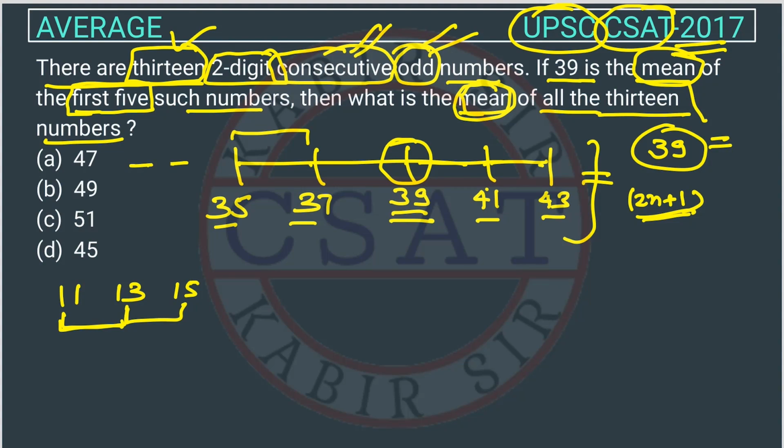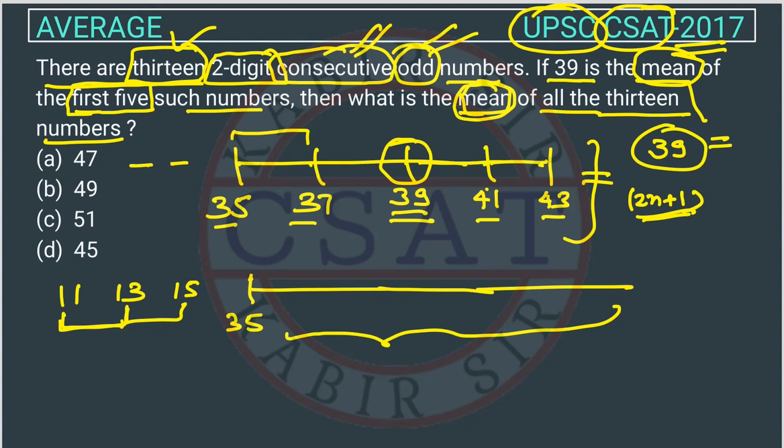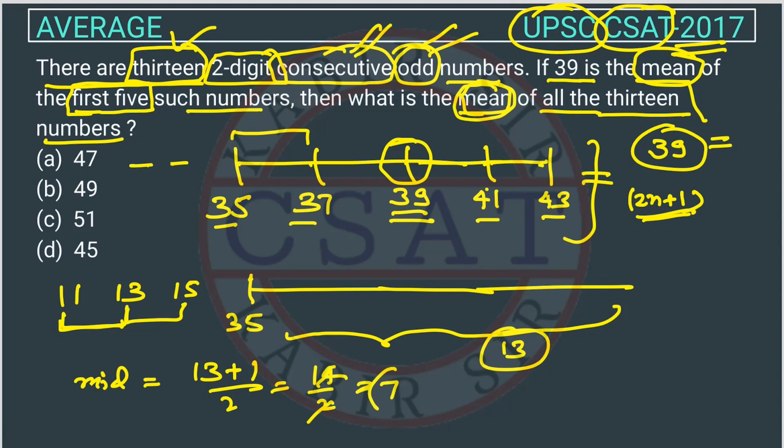Now they have given there are 13 such numbers. Okay, how many? From starting 35. So total numbers are 13, right? So what will be the midpoint of 13 numbers? The midpoint of 13 numbers will be 13 plus 1 by 2, means 14 by 2, means 7. So the 7th point is the midpoint of these 13 numbers, right? So we know this is the first, second, third, fourth, fifth, sixth will be 45, and the 7th will be 47, right? So this is the answer. So its answer is option A.